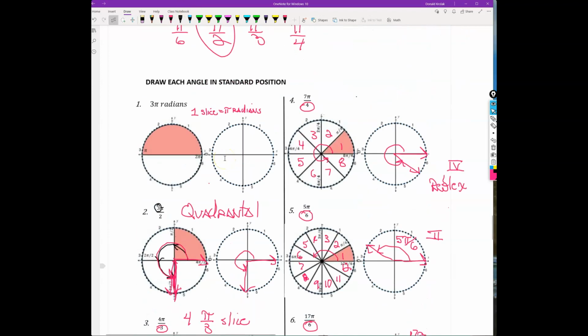Okay, now up here, it said 3 pi radians. So pi is the same as half of the circle. So if I wanted to draw an angle that was 3 pi, okay, this would be 1 pi, 2 pi, 3 pi. It's 1.5 turns around a circle.